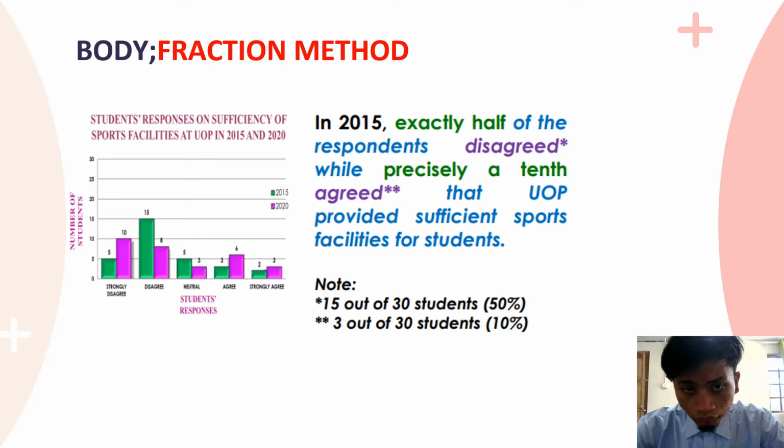Okay, the next method is the fraction method. In 2015, exactly half of the respondents disagree, while a percentage of teens agree that PUO provides sufficient sport facilities for students. For the note, you can see 15 out of 13 means half, or 15%. 3 out of 13 students means 10%.